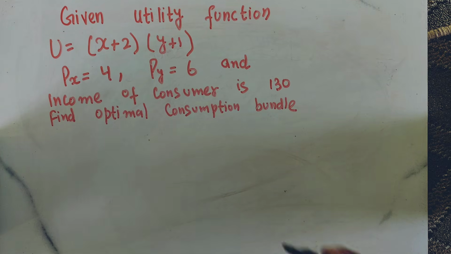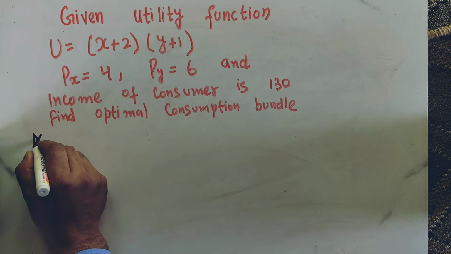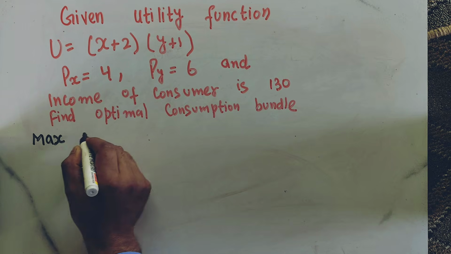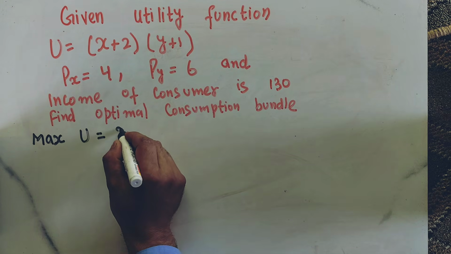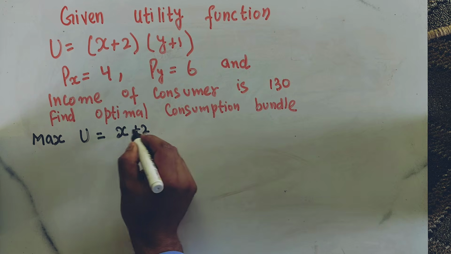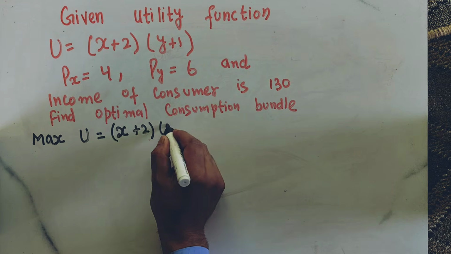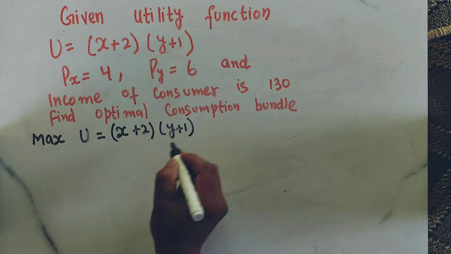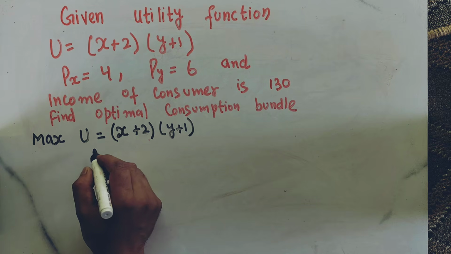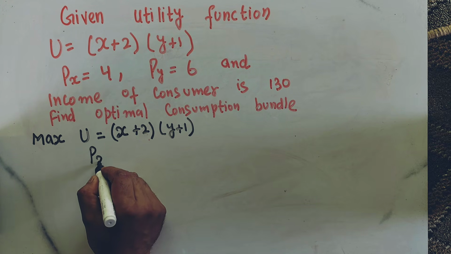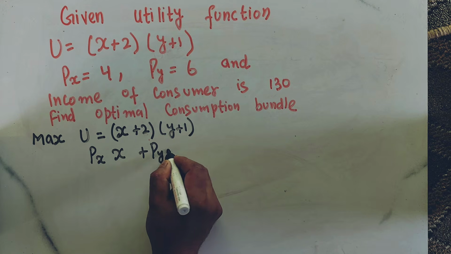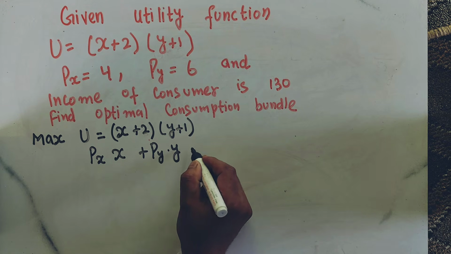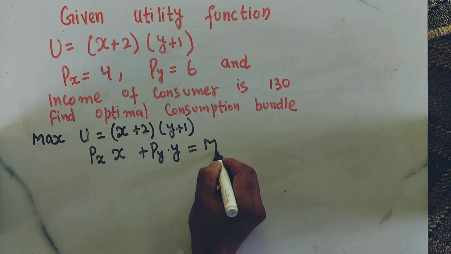Okay, so this is actually the maximizing concept. We want to maximize the utility of the consumer, which is given by (x plus 2) times (y plus 1), subject to the budget constraint. What will be the budget constraint? That will be price of x times units of good x plus price of y times units of good y, which should be equal to the income of the consumer.